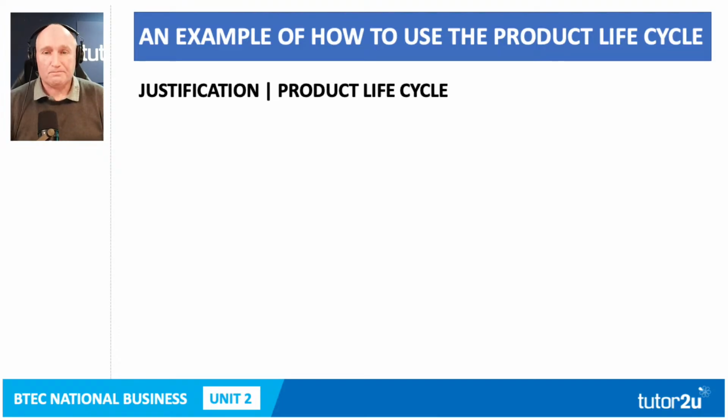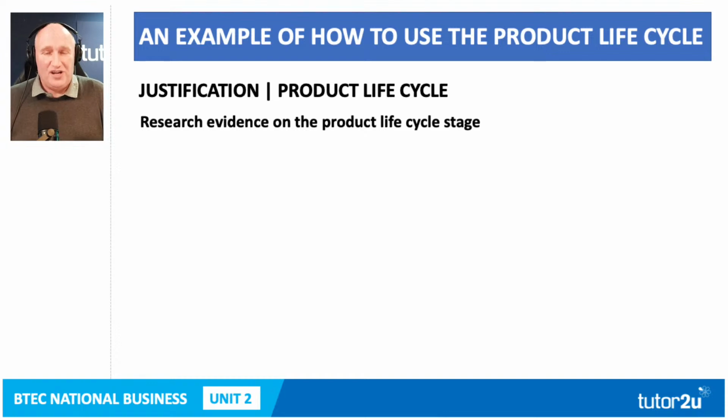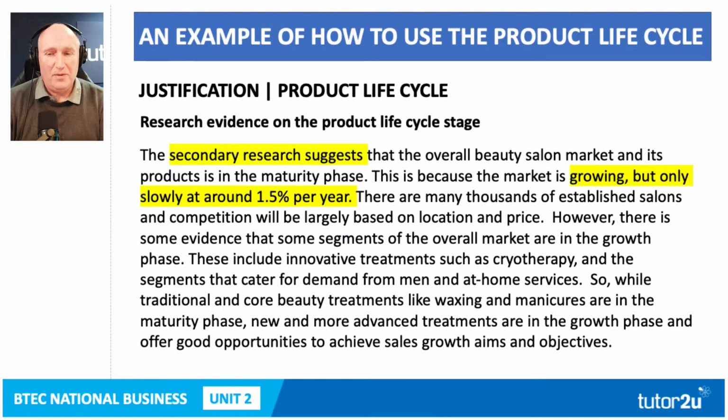So how do we do it? Well, the first thing we do is we look for the research evidence. So I would just have 2 paragraphs. My first paragraph would say, here's the evidence of the product life cycle, just in the same way that we've drawn evidence for our SWOT and our PESTLE. So here's my effort. It's probably a little bit long. But what do you think?